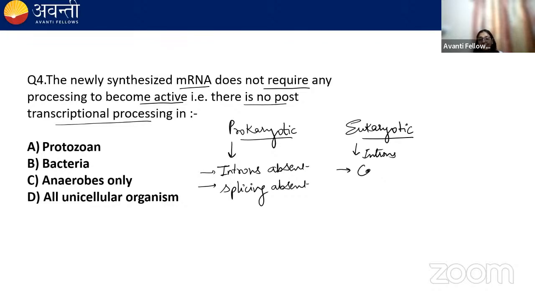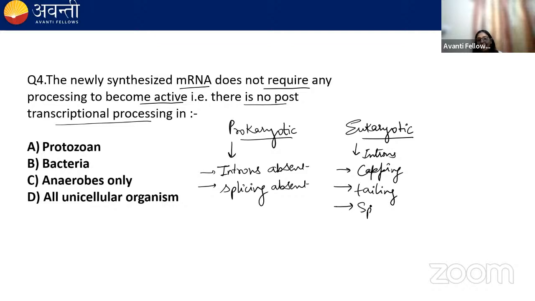event. What are those events? Number one is capping. When the mRNA is formed, it is immature, and we call it heterogeneous nuclear RNA. After processing, this mRNA becomes mature, and we call it mature mRNA, right? And what are those processing events? One is capping, which takes place at the 5' end of the mRNA. The second one is tailing. A poly A tail is added at the 3' end of the mRNA.